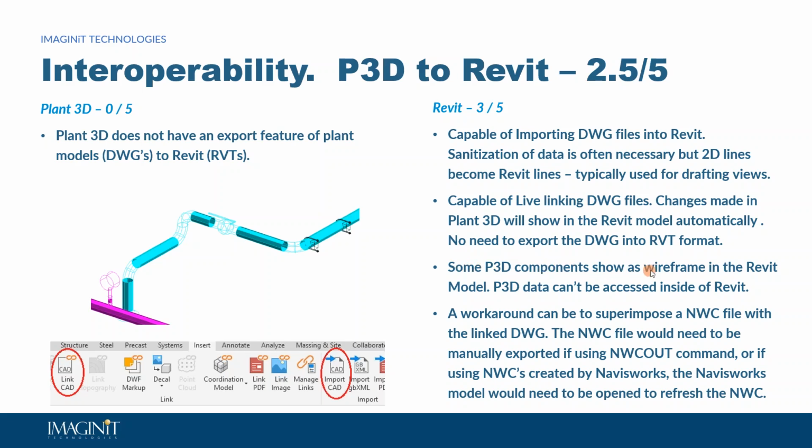Some Plant 3D components show as wireframe in the Revit model. So this is what we're seeing over here. So there is wireframe. Plant 3D data can't be accessed inside of Revit. So while you can bring the Plant 3D model into Revit, and people often do that, you're not going to be able to see, oh, what's the size of this elbow? You'll have to see inside of Plant 3D.